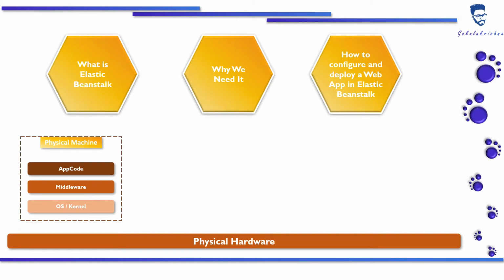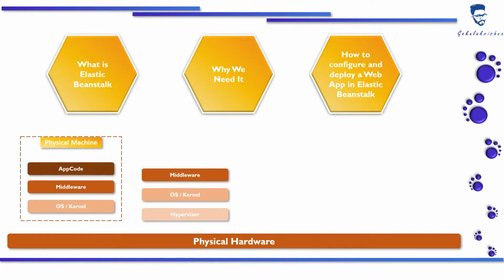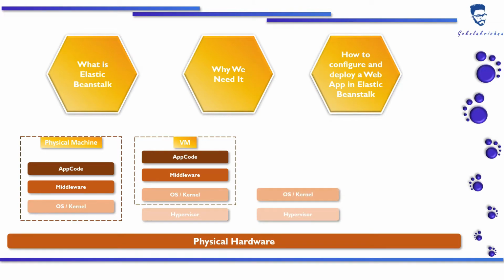The second method is AWS EC2 instance, or you can say virtual machines. Here the physical hardware and hypervisor are managed by AWS. Our part is to install the operating system and middleware environment to run our web app code. The third major and trending method is Elastic Container Service. Here the physical hardware, hypervisor, and operating system are managed by AWS. We need to choose operating system binaries and install the middleware environment to deploy our web app code.